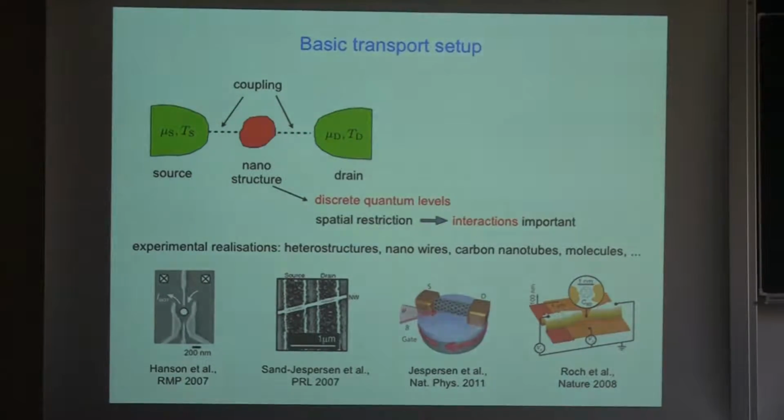Of course, one can also consider more complicated setups, but in the simplest setup we have a source lead with some chemical potential and some temperature, and we have a drain lead with some chemical potential and some temperature. It's coupled, so you will have some transport through the system. There are many experimental realizations of such setups in heterostructures, nanowires, carbon nanotubes, single molecules. So there are really many examples from the experimental point of view.